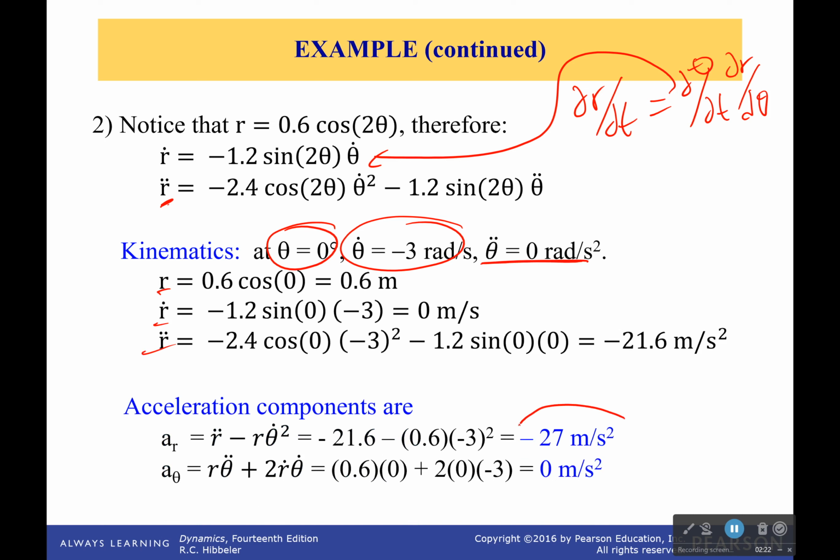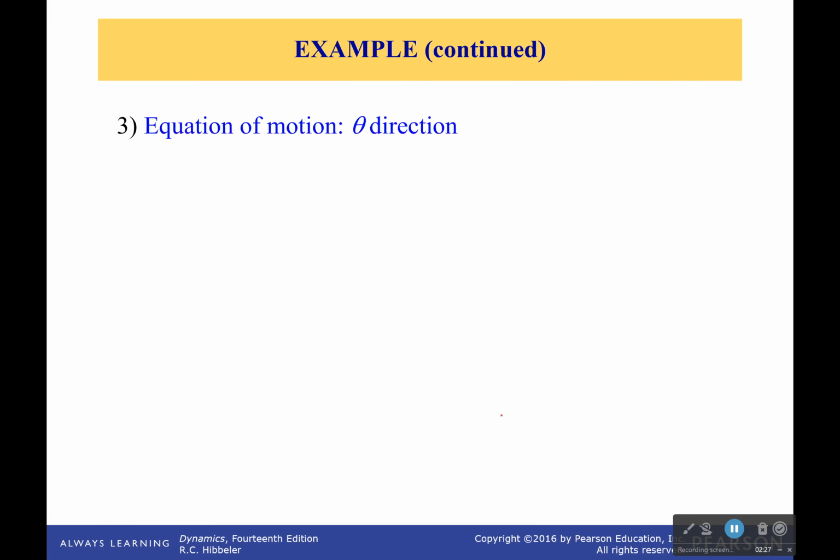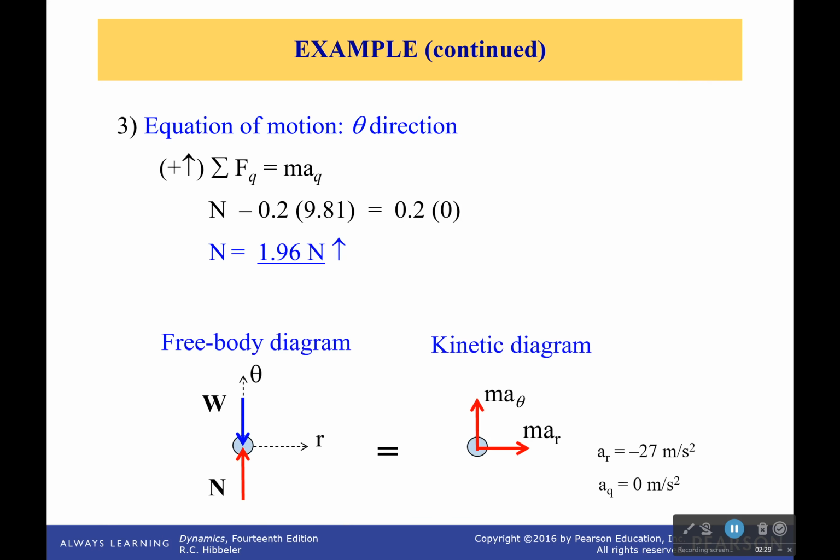Now, here's the thing that might freak you out. Look at this right here. It's -27 meters per second squared. And we saw that there was no force in this radial direction. So where is that coming from? Where is that acceleration coming from? Because it's sum of forces equals mass times acceleration.